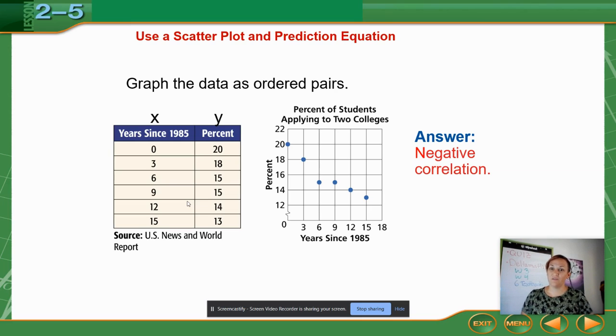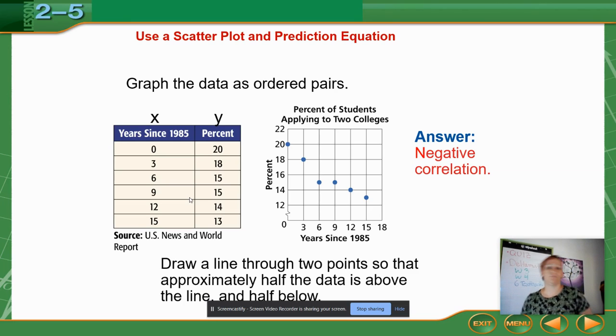All right, that was the first part of the problem. Next, it wanted us to do some other stuff. It wanted us to draw a line of best fit. When you're drawing a line of best fit, there's a couple things to make your life a little bit easier, and a couple things that we have to do to make sure it really is the line of best fit.